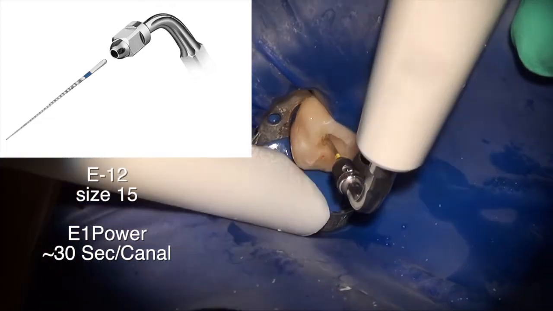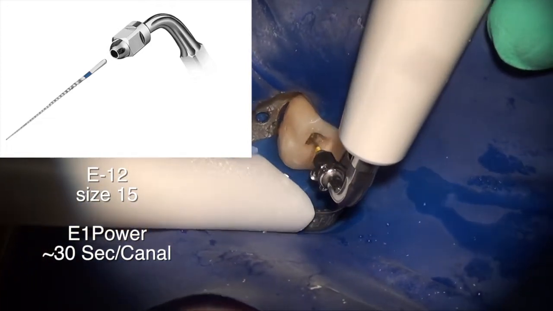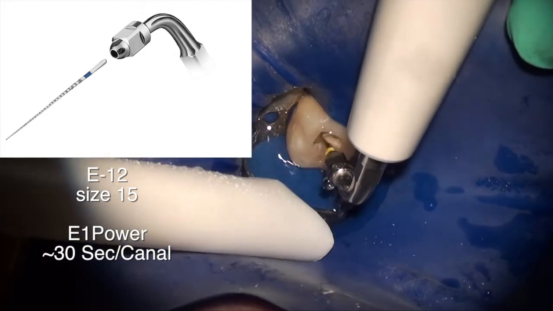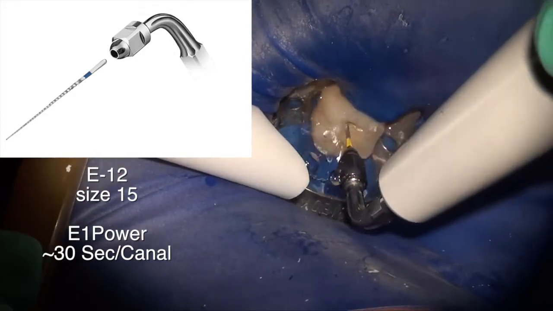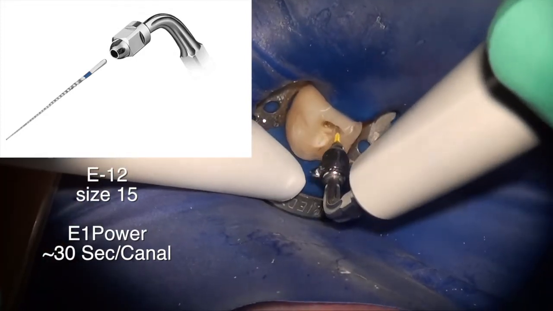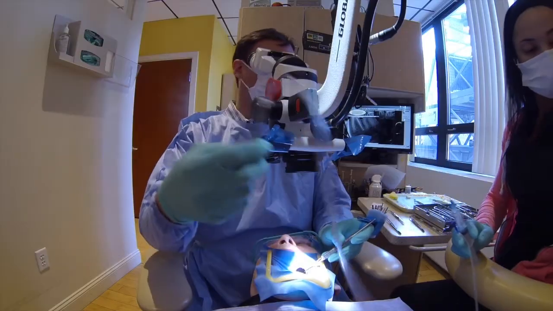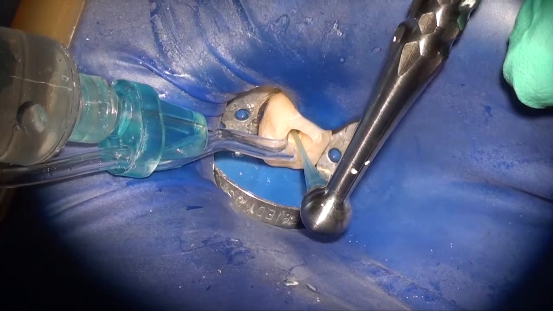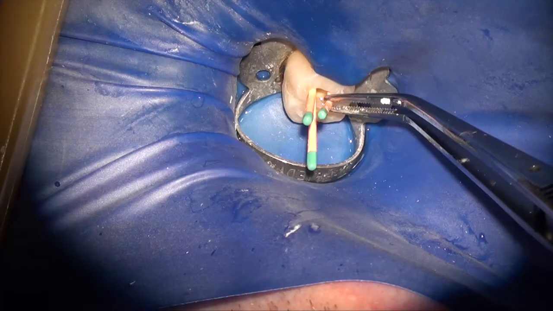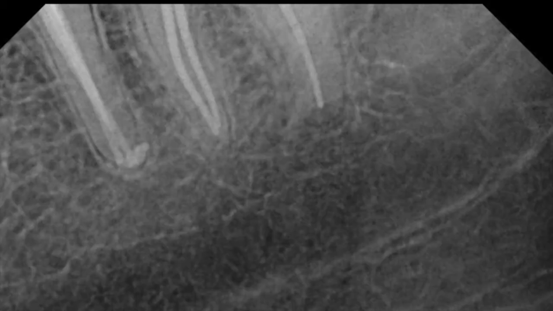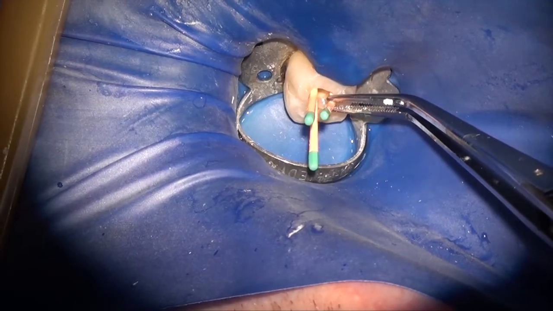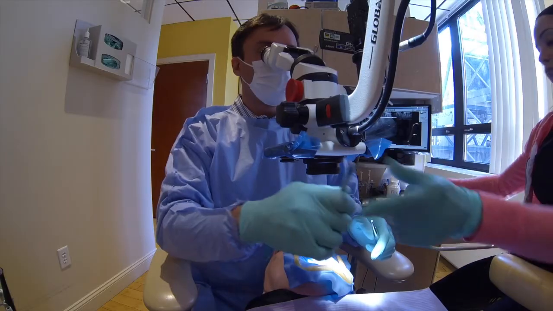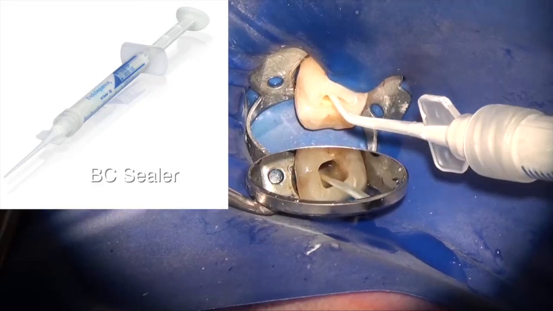Here I'm using the E12 ultrasonic tip on the Forza V3 unit, which is the Brasseler ultrasonic unit, and I'm using a size 15 tip, or you could use a 15 or a 20 tip at a very low setting with ultrasonic. I do about 30 to 60 seconds per canal, and you can see that I've now already fitted the EndoSequence corresponding 3504 bioceramic cones.